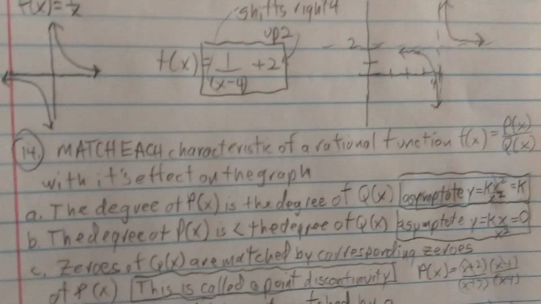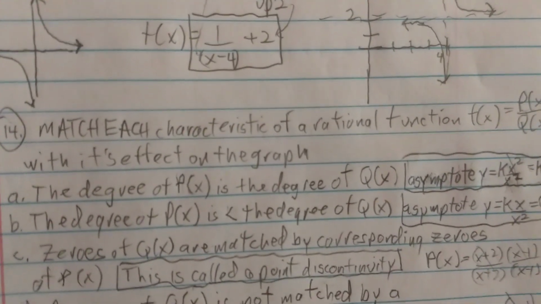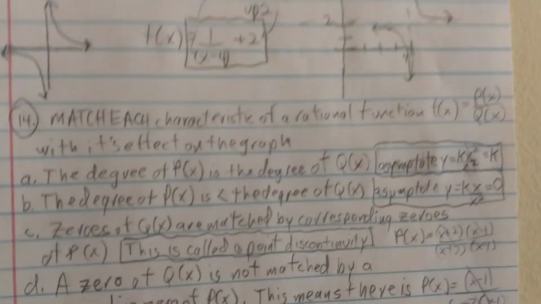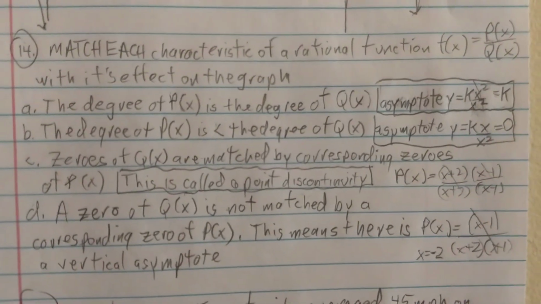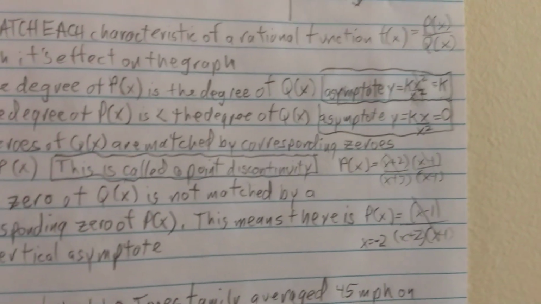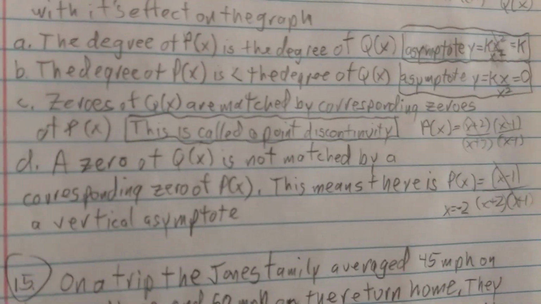So we can write that simply as 1 over x minus 4, or you don't really need the parentheses, plus 2 like that, and that's all we need. Now in 14, match each characteristic of a rational function f of x equals p of x over q of x, p being the numerator and q of x being the denominator.